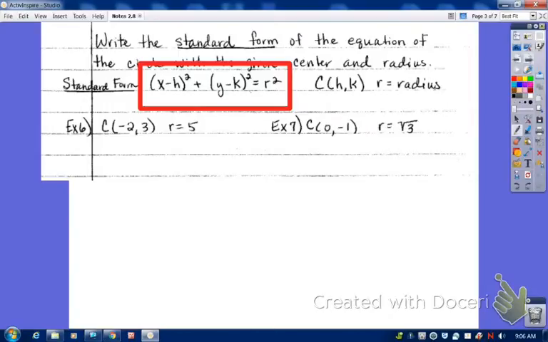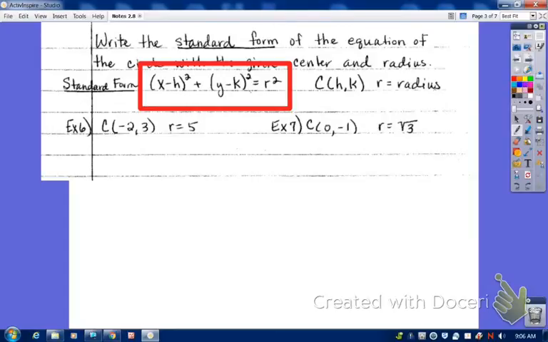Centers. So the C stands for center of your circle. That's confusing, right? C is center. I bet you know what the R stands for. Radius. So the center of your circle is the ordered pair (h, k).